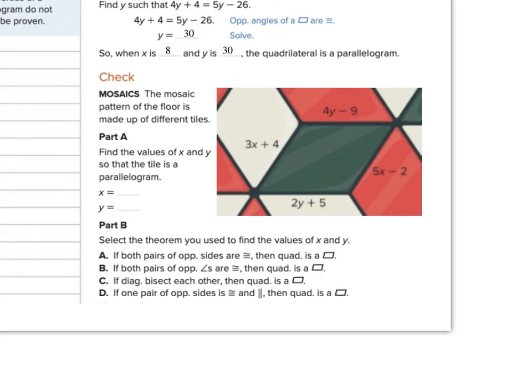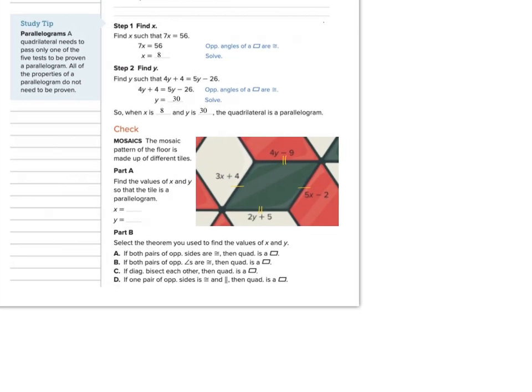Okay, check. It says the mosaic pattern of the floor is made up of different tiles. Find the values of x and y so that the tile is a parallelogram. Again, if it's a parallelogram, we want this to equal this. We want this to equal this. And that's how we can solve for both x and y.